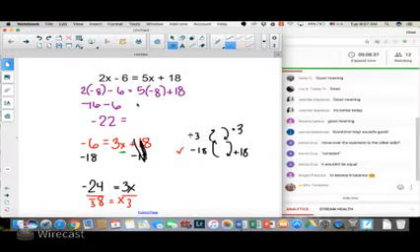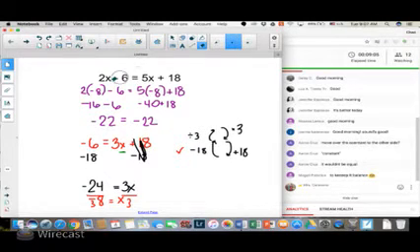5 times the negative 8 is negative 40. And then we're adding to negative 40, 18. So if I have negative 40, to break it up mentally, I can add 10, which is negative 30. And then I can add back 8, which is negative 22. So this is how I can check. We know that negative 8 is our solution.